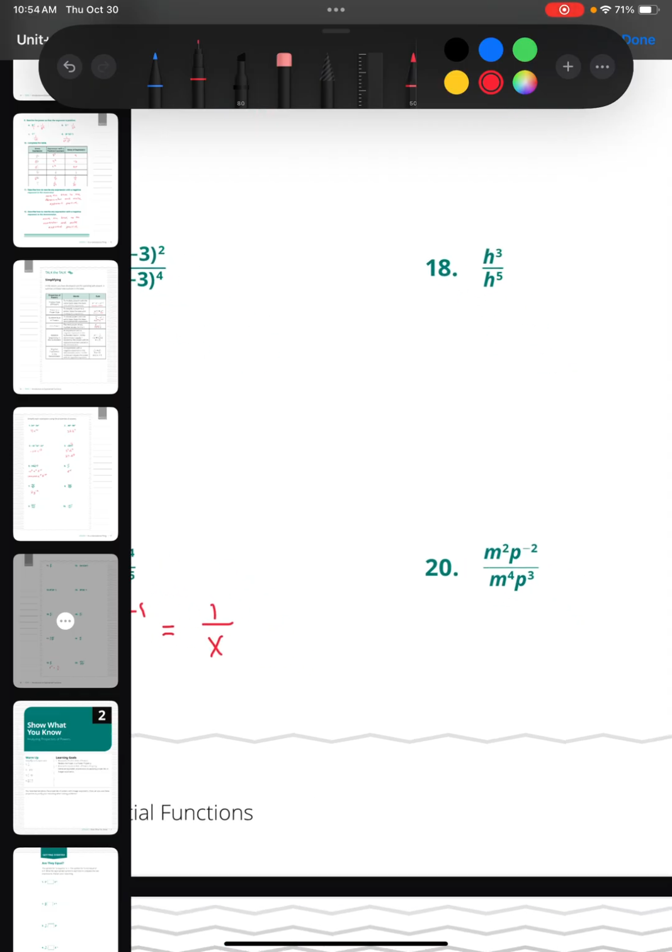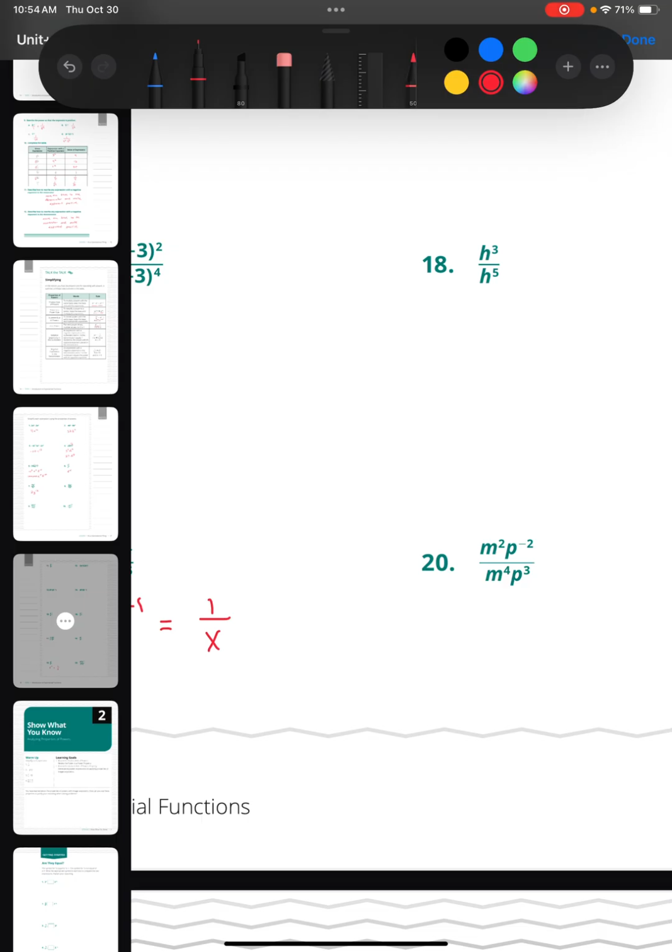And then 20, the bases of m's. We subtract those exponents. Since we're dividing there, you get m to the -2. For the p's, -2 minus 3 gives you -5. So those are both negative, so they both move to the opposite side of the fraction. So when there's nothing left in the numerator, we just put a 1 up there. So m to the second power over p to the 5th power. Those change sides.